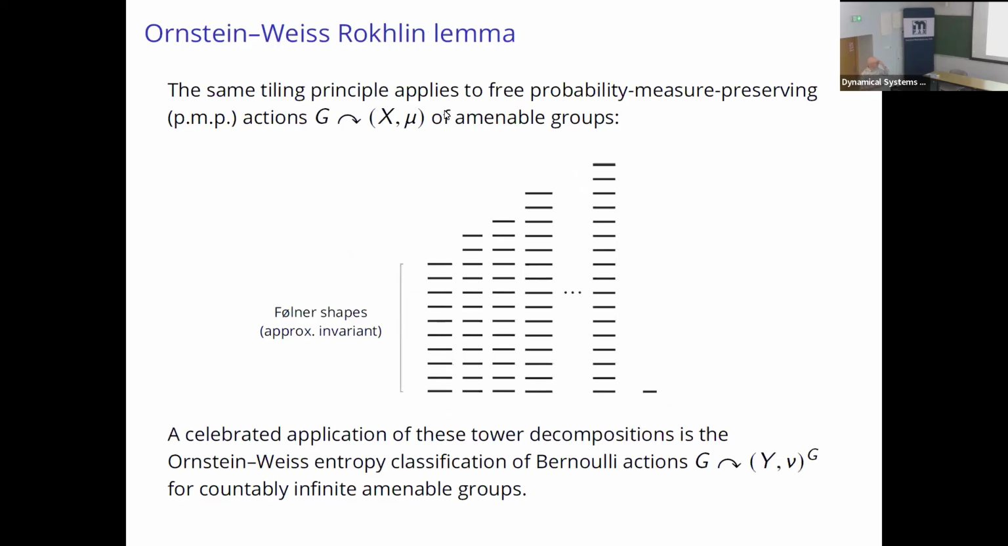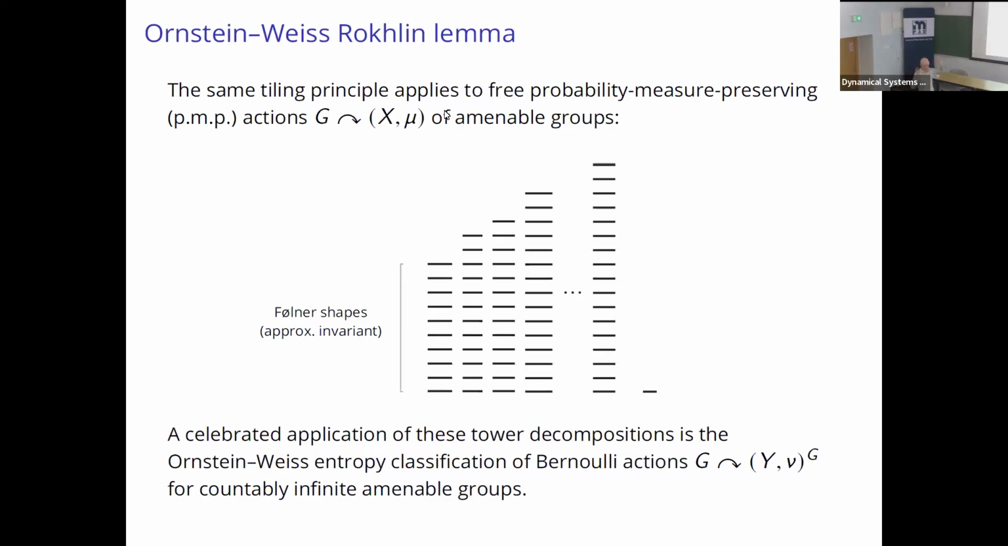So here's the corresponding principle in dynamics. Instead of just looking at the group internally, you can let it act by probability measure preserving transformation. So X is a probability space here. You get a similar picture here. Okay, for the purpose of illustration, I will draw these. So this is a decomposition. This is a partition of our space, X.